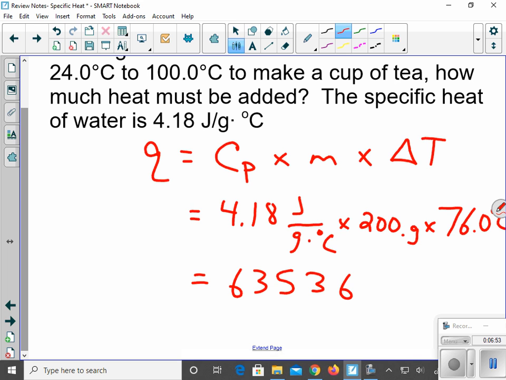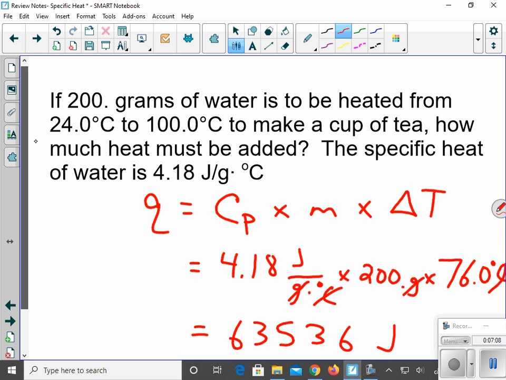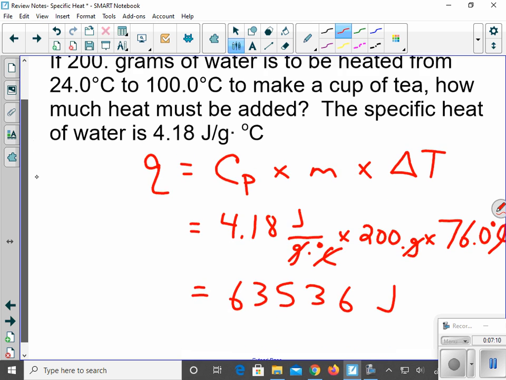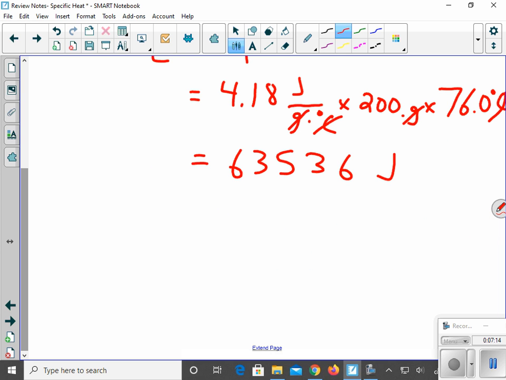Now, what's my label going to be? My grams cancel, my degrees Celsius cancel, so that's going to leave me with joules. Now, I have not sig figged this yet, so I need to go back up and I look. 200 is 3 sig figs because of the decimal. 3, 4, 3. I have 3 significant figures. So my answer needs to have 3 sig figs. Here are my 3 sig figs, and I need to put in 2 placeholders.